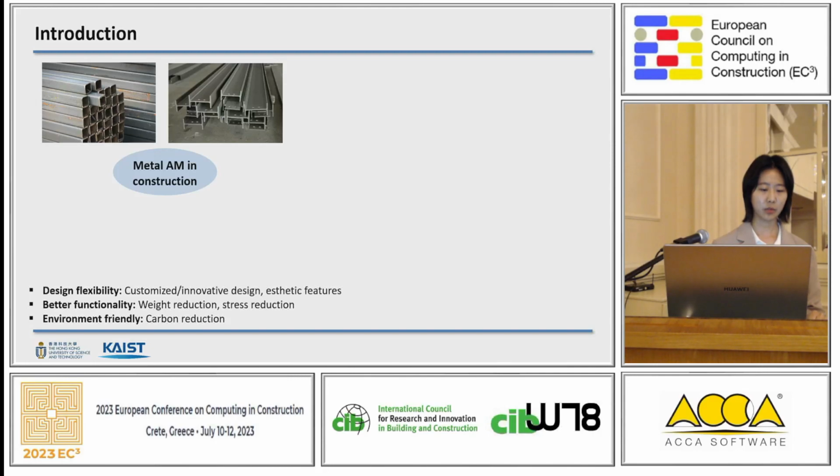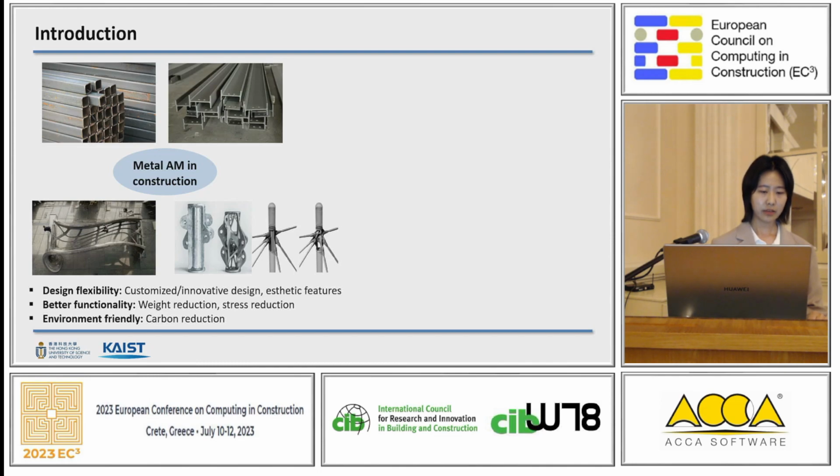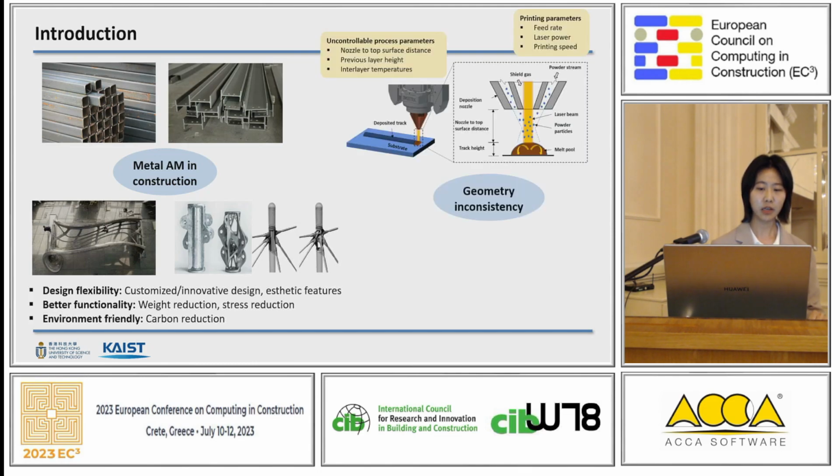Support the design flexibility and achieve better functionality. Well, there exist several examples of metal AM in construction, from the large-scale printed bridge in Amsterdam to small components like the connection node. However, geometry inconsistency is one of the main concerns in DED, because the laser-material interaction process is very complex and easily influenced by different factors.